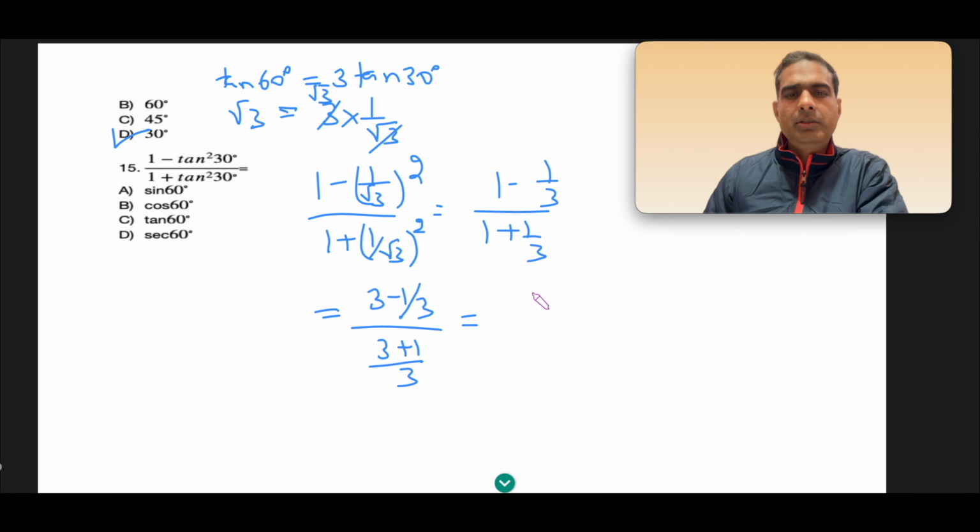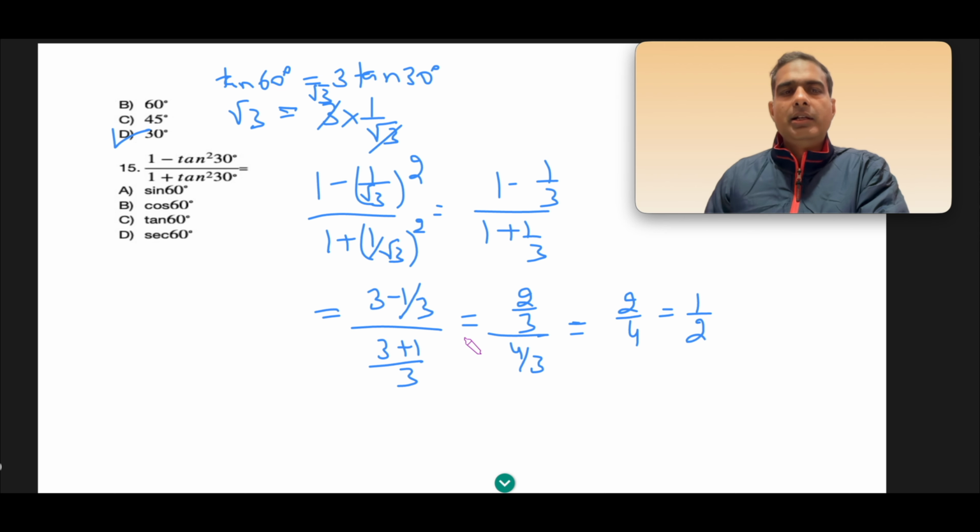So this will be 3 minus 1, 2 by 3 divided by 4 by 3. Now the denominator is same in numerator and denominator, so that will cancel out. So it will be 2 by 4, and 2 by 4 is 1 by 2. So 1 by 2 is not an option, but different trigonometric quantities are given: sin 60, cos 60, tan 60 and sec 60, and we know cos 60 value is 1 by 2. So our answer will be option B, that is cos 60 degree.